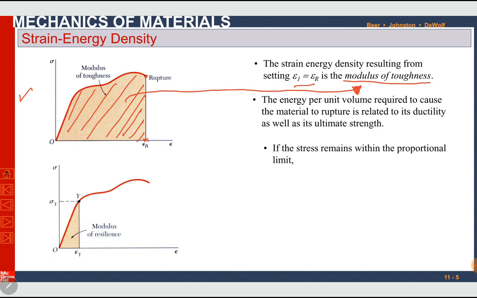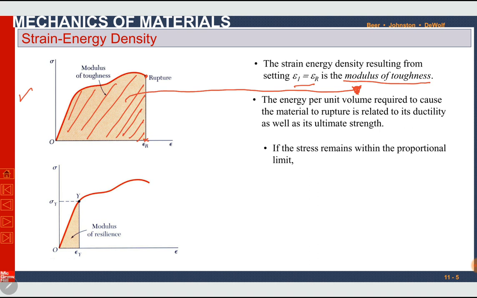So modulus of toughness should now be very clear. You have studied this term modulus of toughness before, in your laboratories maybe, or in some other courses, but you may not know the actual physical meaning of this term, modulus of toughness. It is actually the strain energy per unit volume stored by a material until rupture point.